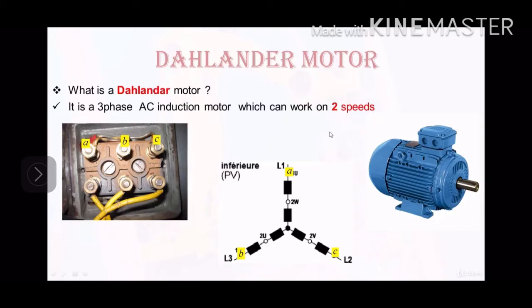But if we connect it from 1, 2 and 3, which in reality are these terminals, it will work on the other speed. So according to the connection of our supply, from these three terminals or from these three terminals, we will get the speed which will be output from our Dahlander motor.